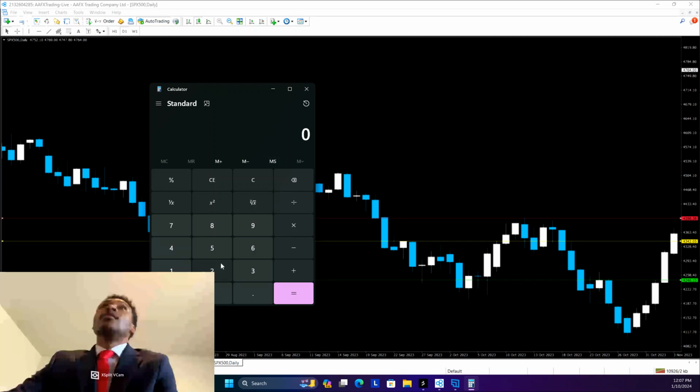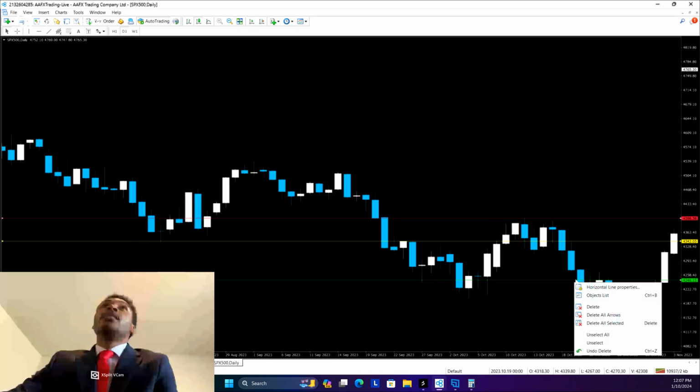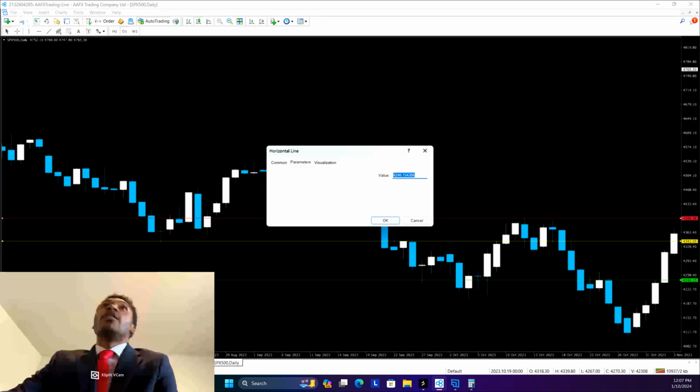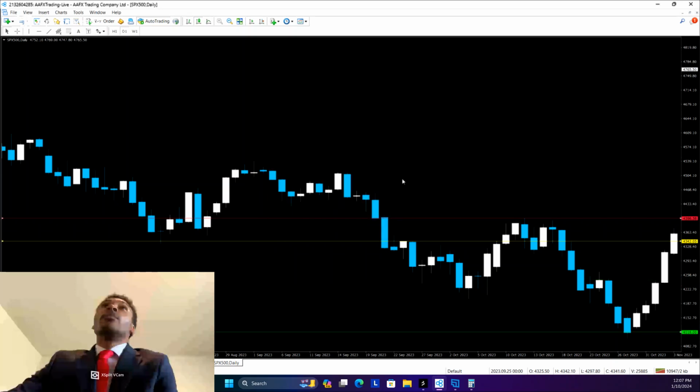We had 224, and I need 224 minus our entry, which is 43.42. So 41.18. Put this line at 4118. And as you can see, 4 to 1. That's why I like 4 to 1, because it's kind of like the reversal point. And so that got hit.